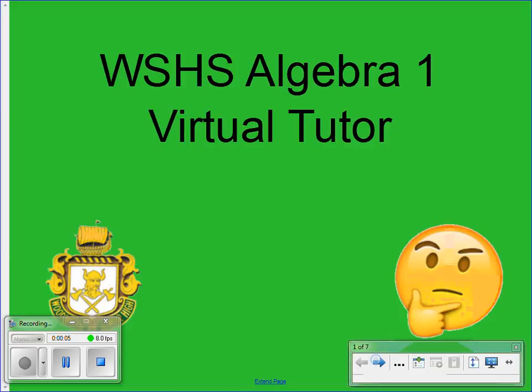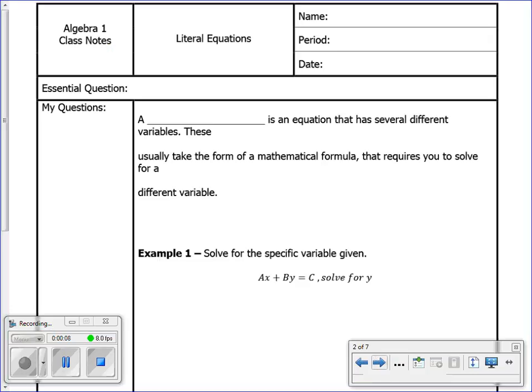Today we are going to be talking about solving literal equations. A literal equation is an equation that has several different variables. These usually take the form of a mathematical formula that requires you to solve for a different variable.